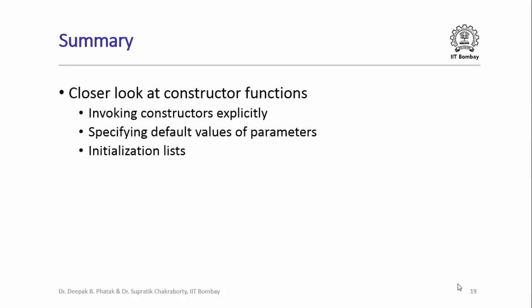So in summary, in this lecture we took a closer look at constructor functions. We saw how to invoke them explicitly in your program. We saw how to specify default values of parameters of constructor functions, and the same mechanism also works for specifying default values of parameters of other member functions of classes. And we also saw the usage of initialization lists to specify initial values of different data members of objects before the constructor function actually starts executing.